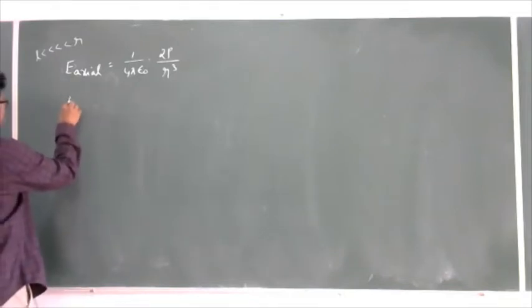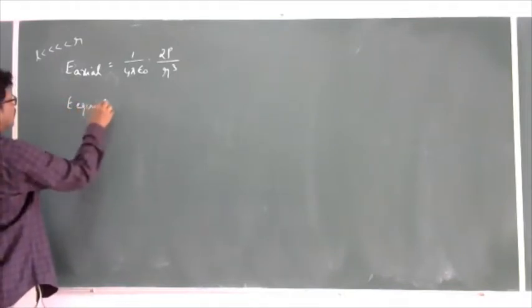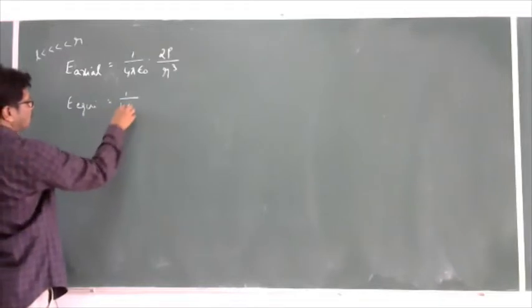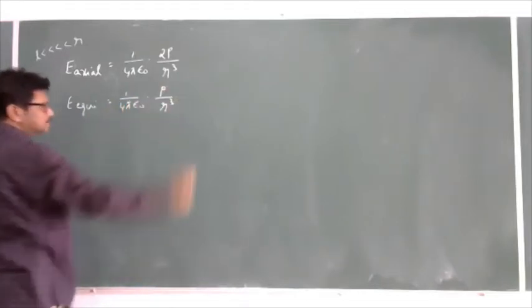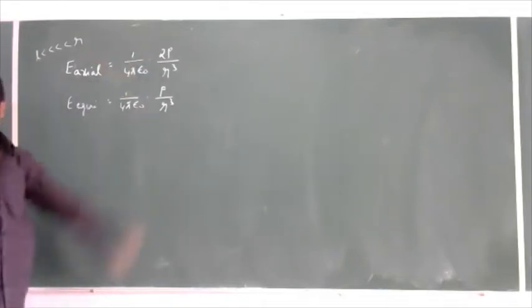Similarly, the electric intensity at the equatorial line, we got 1 by 4 pi epsilon naught P by R cube. So based on these two expressions, we got the relation among them, that is E axial is equal to 2 times E equatorial, or E axial by E equatorial is equal to 2.